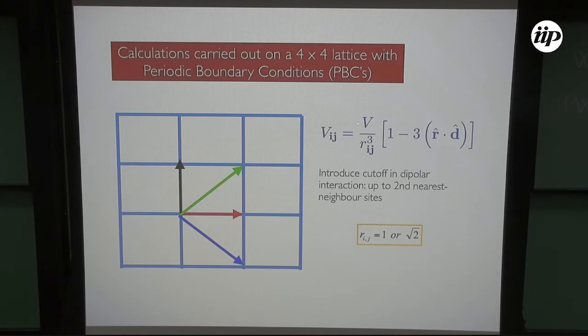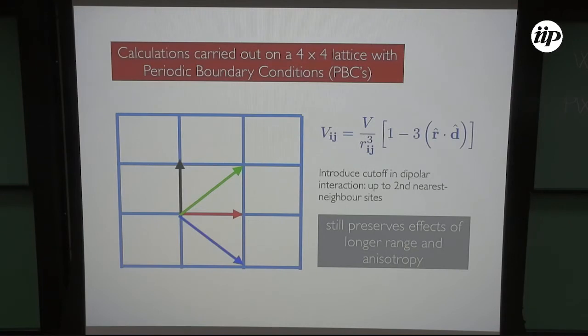This interaction is long-ranged, so I am going to introduce a cutoff. I'll have near neighbor interactions, which are in the x direction and in the y direction, and they can be different, and also along the diagonals. So I'm going to restrict myself to near neighbors and next near neighbors, and will cut off. But in doing so, I will preserve the effects of anisotropy and also some effect of longer range than near neighbors. So it's periodic boundary conditions. This minimizes size effects.